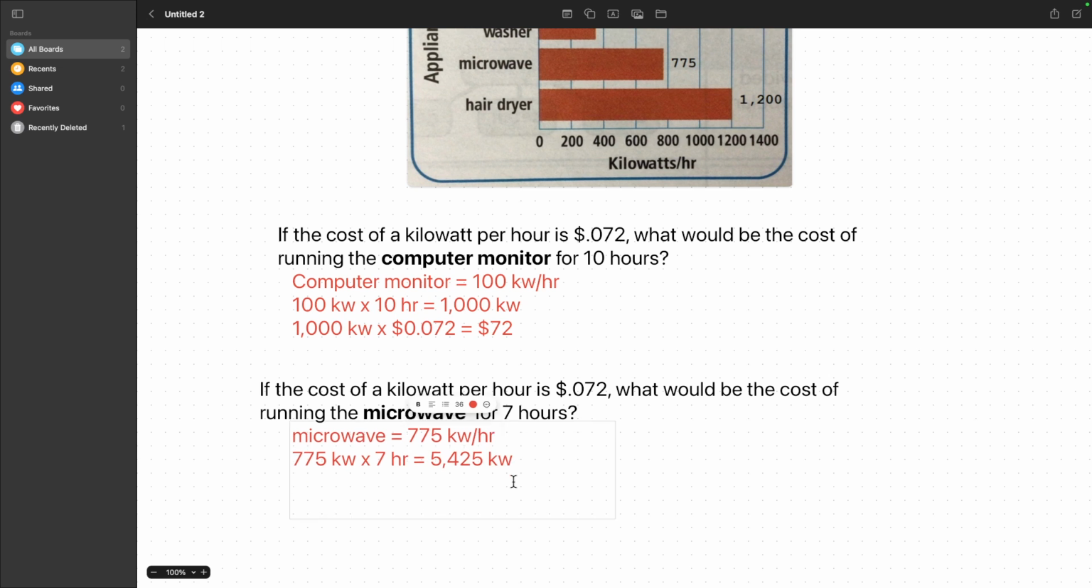I'm going to take the total number of kilowatts that we would have used in that 7-hour period if we were to run the microwave, which we'd never do. But just assuming we've done that, we're going to multiply that times the cost, because each kilowatt costs about 7 cents. And we've got about 5,000 of them. So times 0.072. And that should come out to about $390.60.